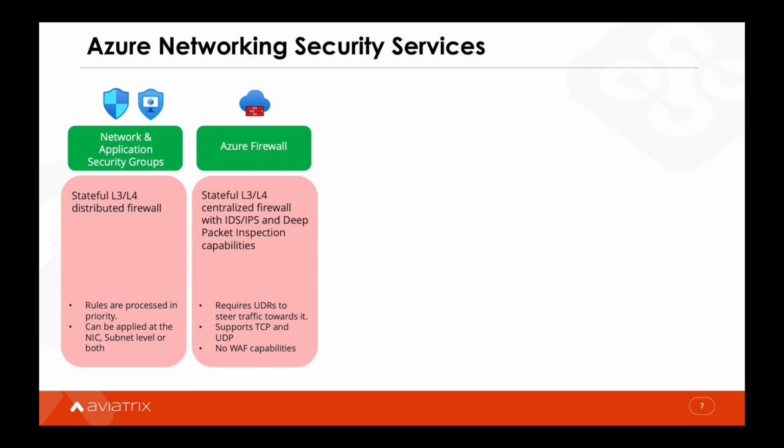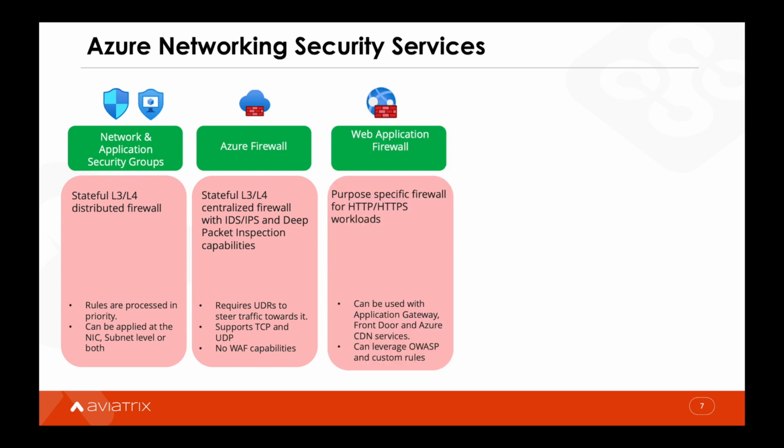It's also important to know that Azure Firewall only supports TCP and UDP traffic. It doesn't have a web application firewall capability, so it cannot be used to protect your web workloads that are running HTTP, HTTPS, or WebSockets. For those workloads, the recommendation is to use Azure Web Application Firewall.